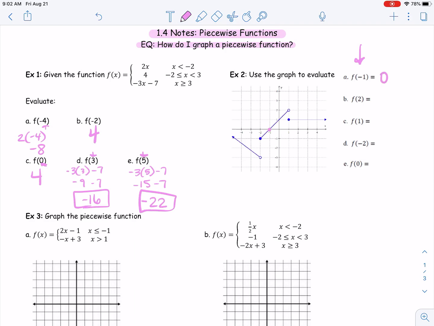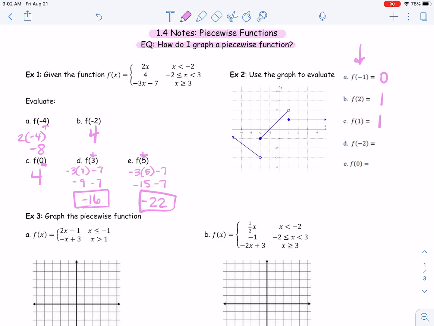It's 0. What about f of 2? Well, when x is 2, my y value is 1. F of 1. Notice there's 2 points that have x as 1, but one of them is not included. It's that open circle, so we're not going to use that. We're going to use the one with the closed circle, which is also giving us a value of 1.